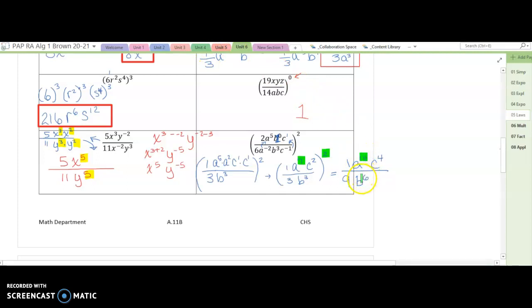Okay. So that would be my answer. I got this by doing 7 times 2. I got this by doing 2 times 2. And this one 3 times 2. That's how I got those. Okay. So it would be a to the 14th, c to the 4th, over 9b to the 6th.